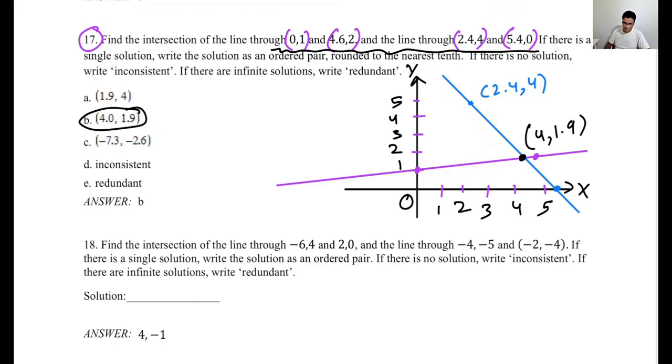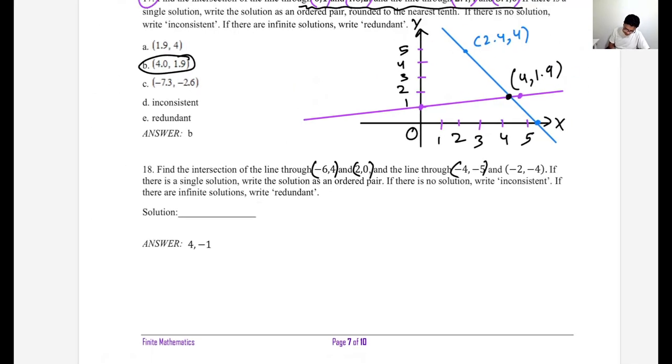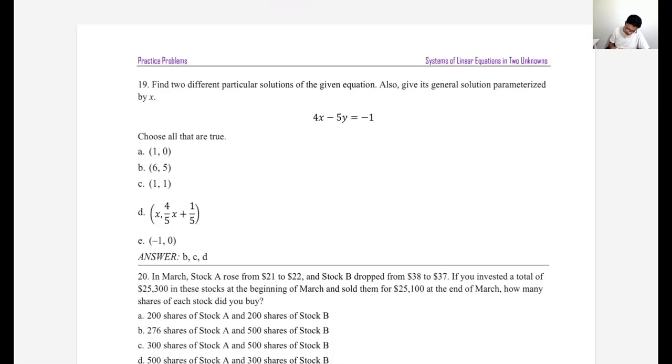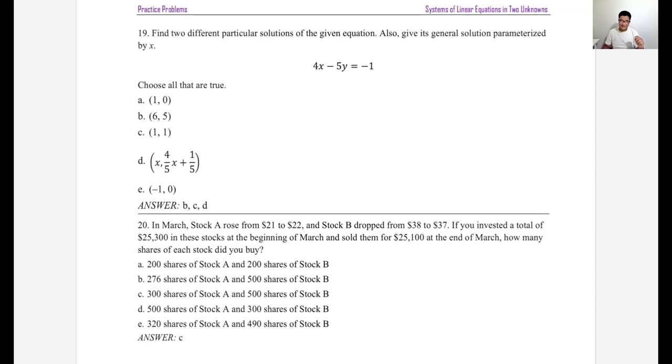Okay, and there is another problem for you to practice here. Let's do that. Okay, number 19 has an interesting concept.